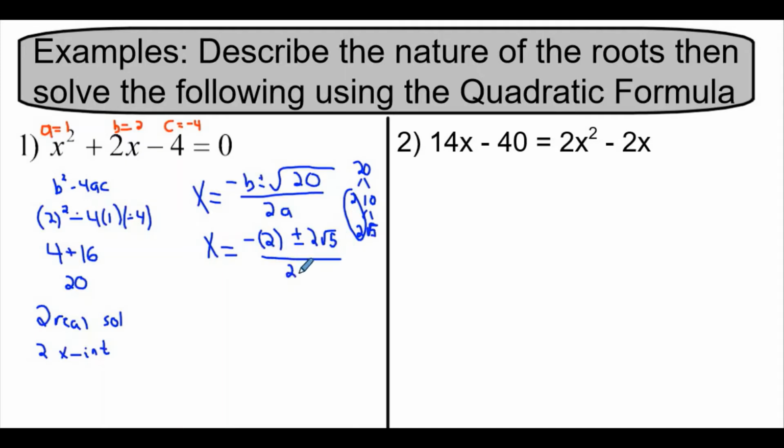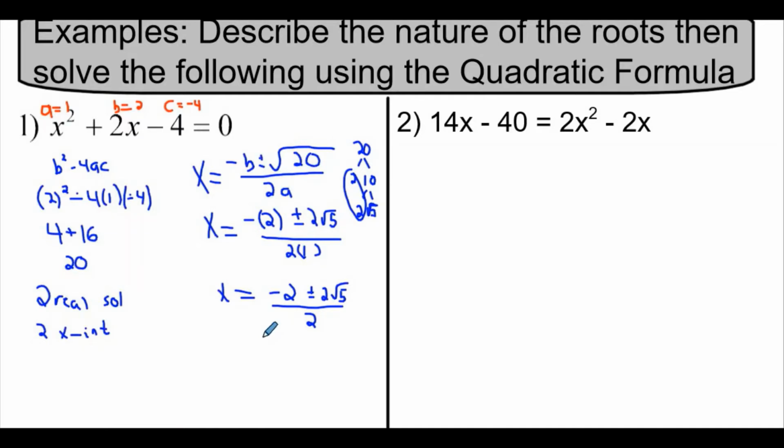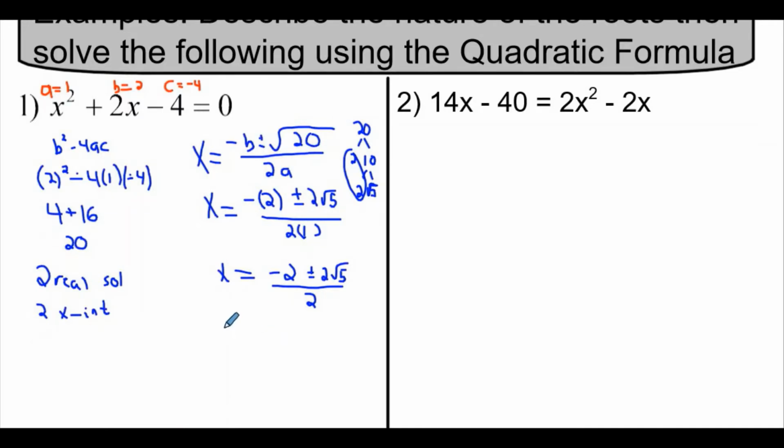And then down here we have 2 times 1 because a was 1. So now I'm going to simplify that. So x is going to be negative 2 plus or minus 2 root 5. These are always square roots. We will not be solving any cube problems with the formula. The formula does exist, believe it or not, but there's really no point. We're going to learn different processes when we get to the cube chapter.